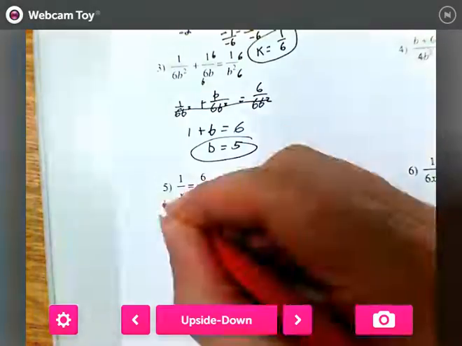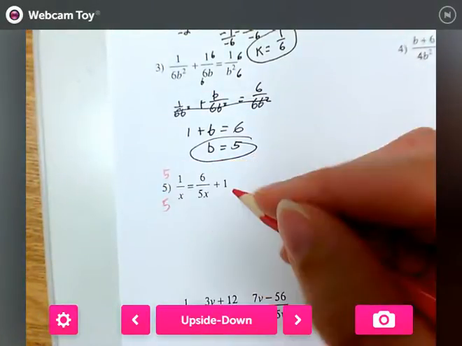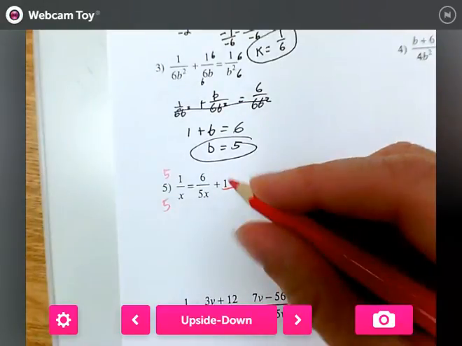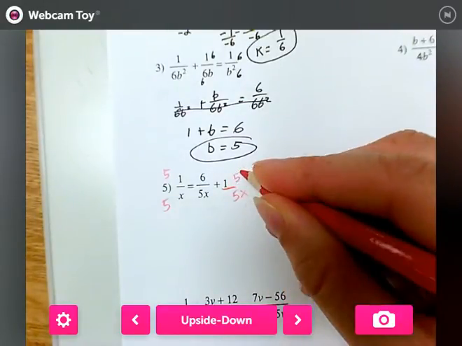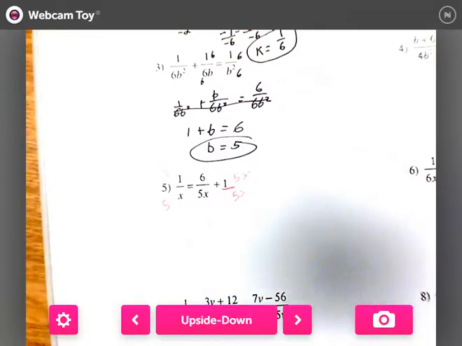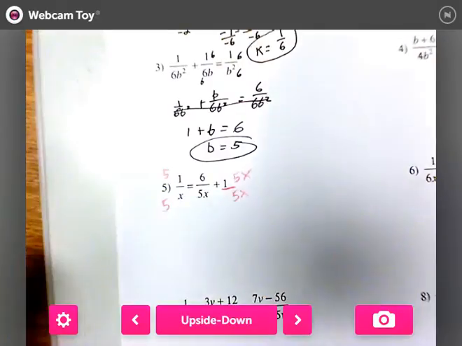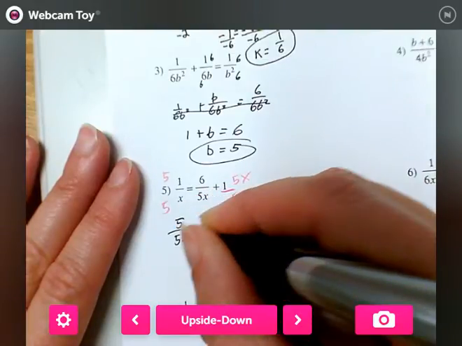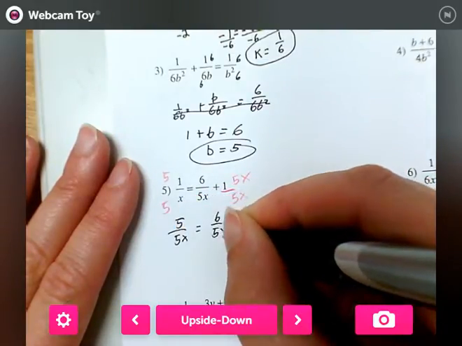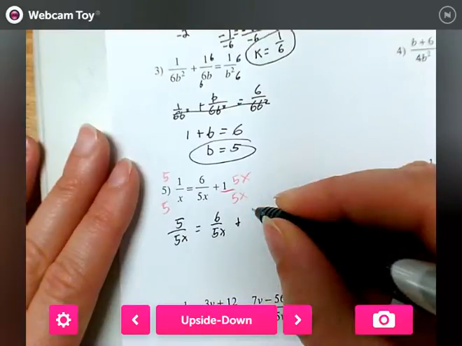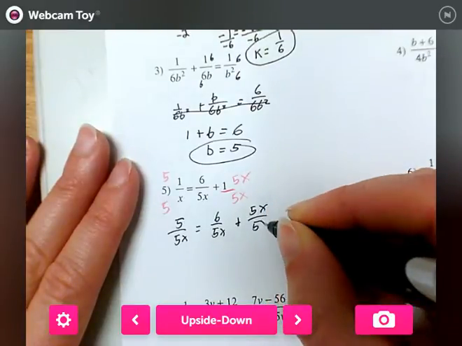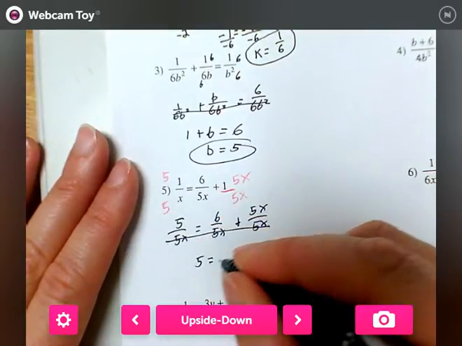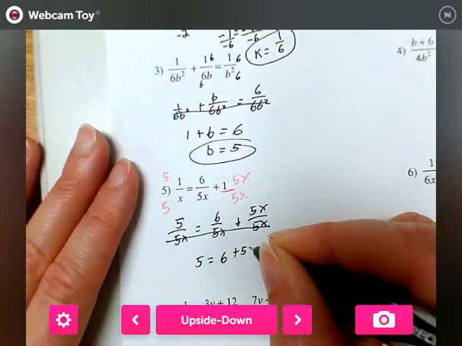5, right? Tops and bottoms by 5 for this first one. What about this one over here? 5x, right? Don't let it mess you up because it's a 1. Remember, it's the same as 1 over 1. So we end up with 5 over 5x equals 6 over 5x plus 5x over 5x. The 5x's can cancel, and I get 5 equals 6 plus 5x.